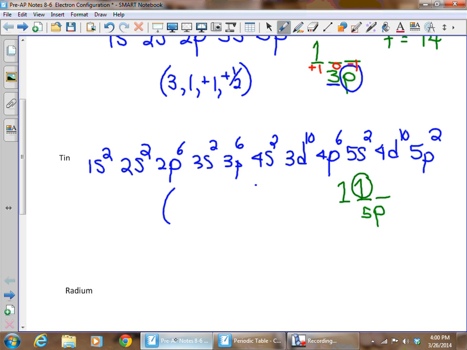So our quantum number set is going to be 5, the fact that it is in the 5th energy level. P, remember, gets a designation of 1 for the subsidiary quantum number. The fact that this is in the center middle blank, remember, all the middle orbitals are given a designation of 0. And the fact that it's an up arrow gives it a plus 1/2 for the final quantum number, the spin quantum number. So that completes tin.